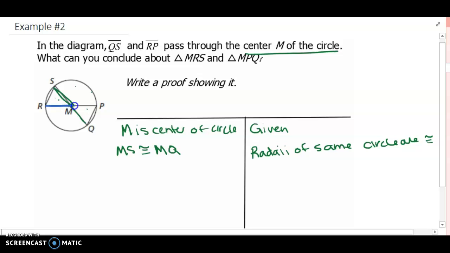Likewise, I can say that about MR and MP. So MR is congruent to MP by the same reason. Okay, so I've showed that two sides are congruent.